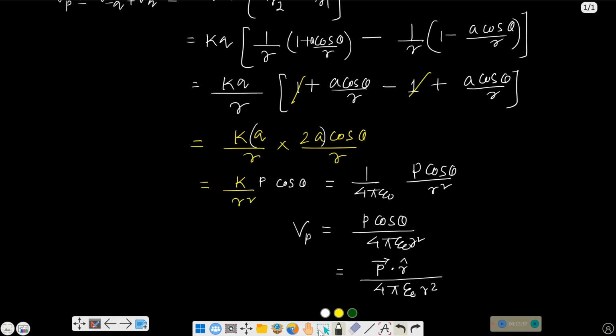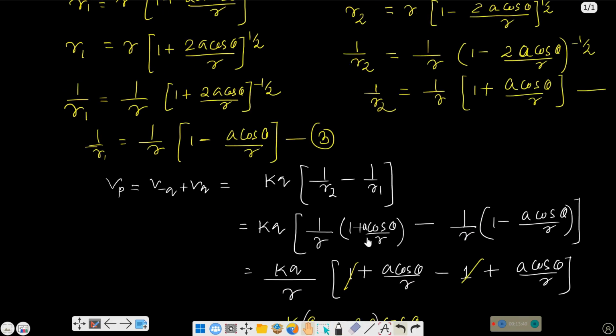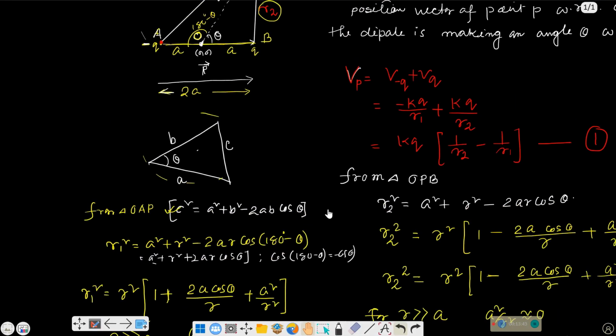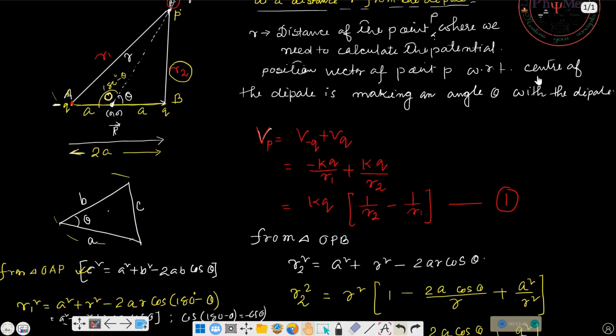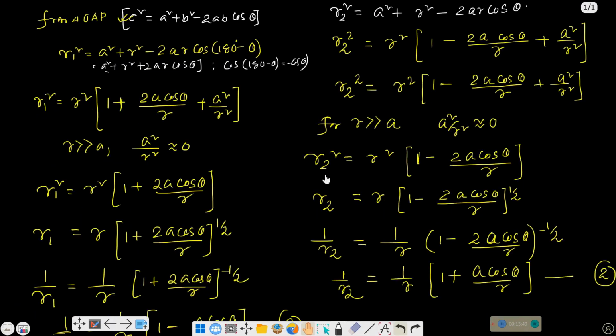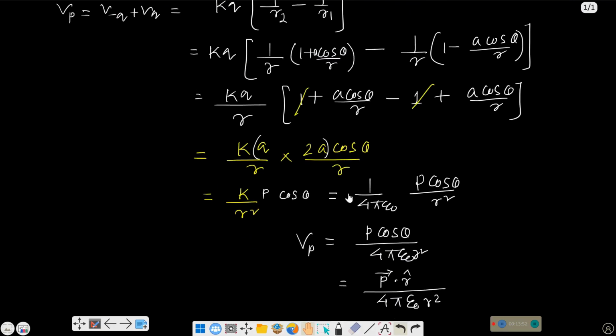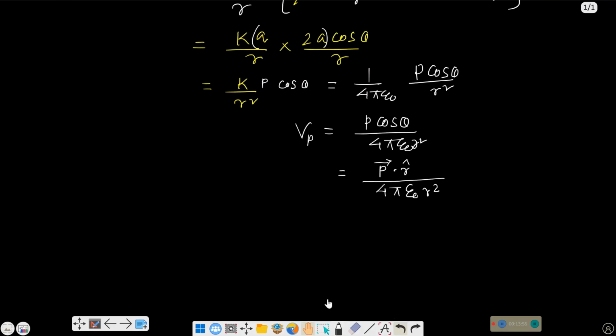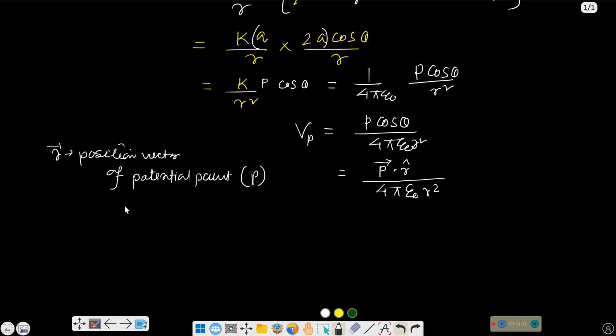R vector we have already defined as the position vector of point P with respect to the center of the dipole. Okay, what was the r vector? Let me write it here. Position vector of the potential point, you can say. Potential point means the point at which we are finding the potential, that is point P, with respect to the center of the dipole.